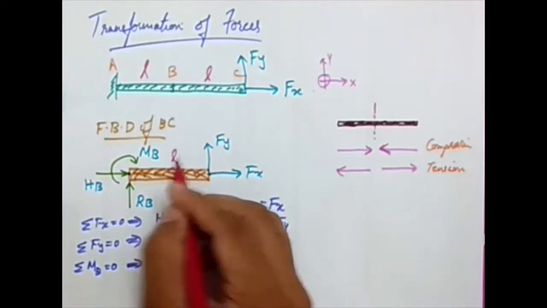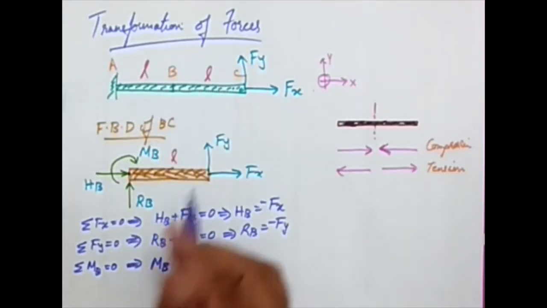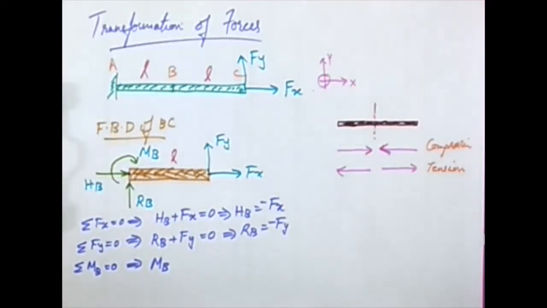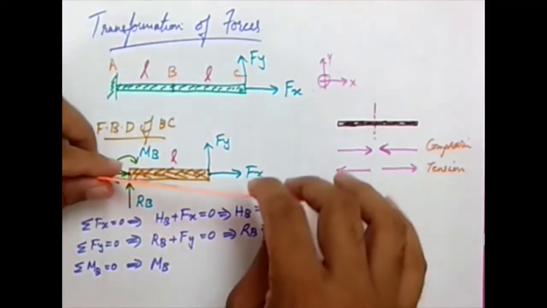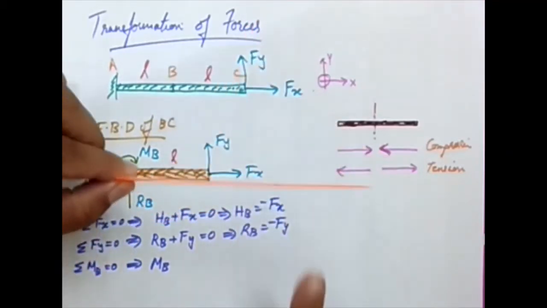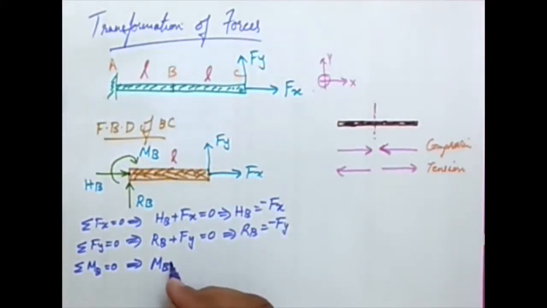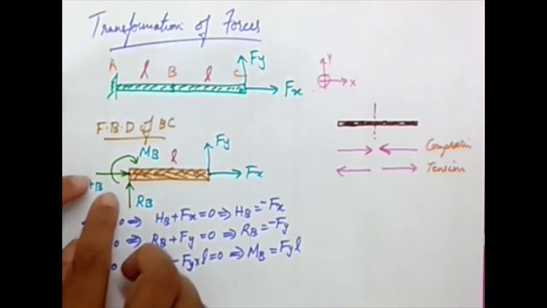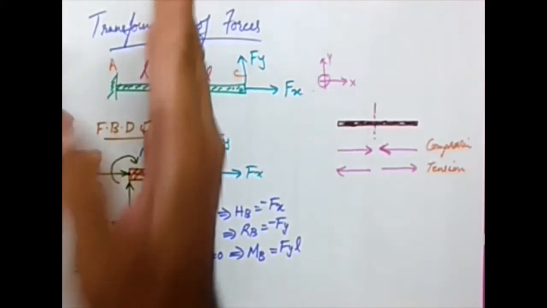Okay, we have this length as L from the earlier assumption. So Fy times L is the moment caused by the force Fy at point B. And you can see here, if I apply a force like this, it is going to rotate in the anti-clockwise direction, which means MB minus Fy times L equal to 0, which will give the value of MB as Fy L.